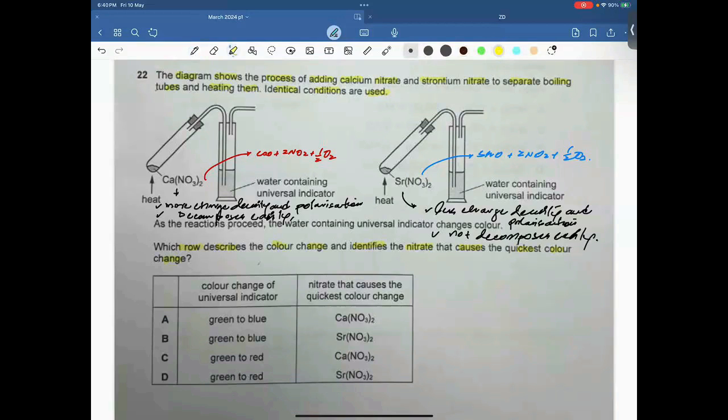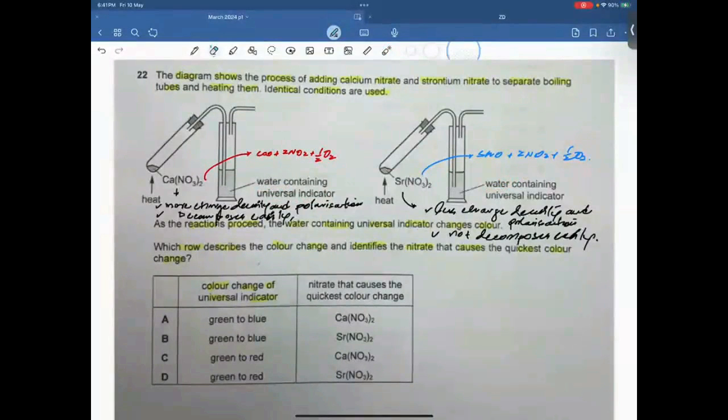The color change of universal indicator. Let me read the whole question again. As the reaction proceeds, the water containing universal indicator changes color. Okay. So this oxygen is neutral. It has no effect on the universal indicator. But this is an acidic gas. When it is placed in water, it will turn to an acidic solution. Obviously, this solution is going to be acidic because NO2 is soluble in water.